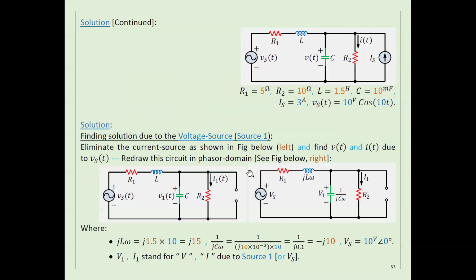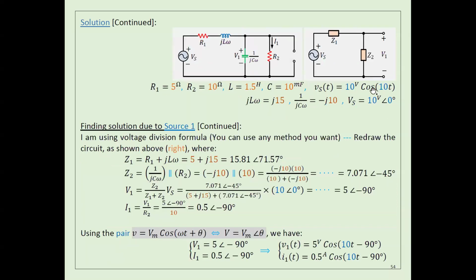So here is the AC circuit. As you see here, the current source becomes an open circuit, so this is how the circuit looks. The first thing you need to do is convert the circuit from the time domain to the complex domain. Any R stays R. The source here was 10 cos omega t, so the angle is 0. The impedance of the inductor is j omega L, and the impedance of the capacitor is 1 over j omega C.